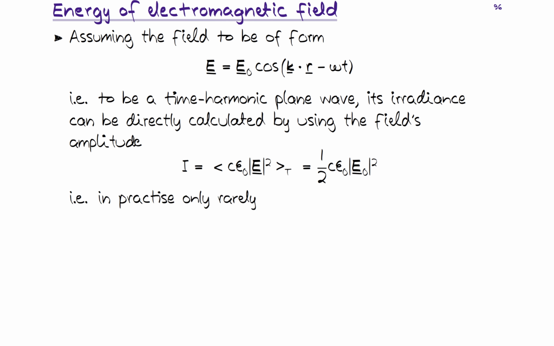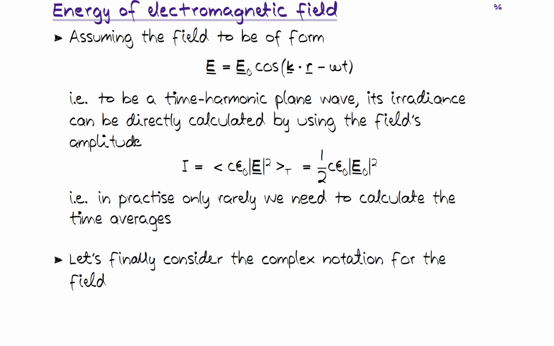So essentially, we do not really need to calculate the time averages much, as long as we're dealing with these time harmonic plane waves. And recalling the superposition principle, even if you would have a more complicated looking field, you could do this kind of calculation for each wave component, and then you could sum things up to actually know the irradiance of your more complicated looking electromagnetic field.